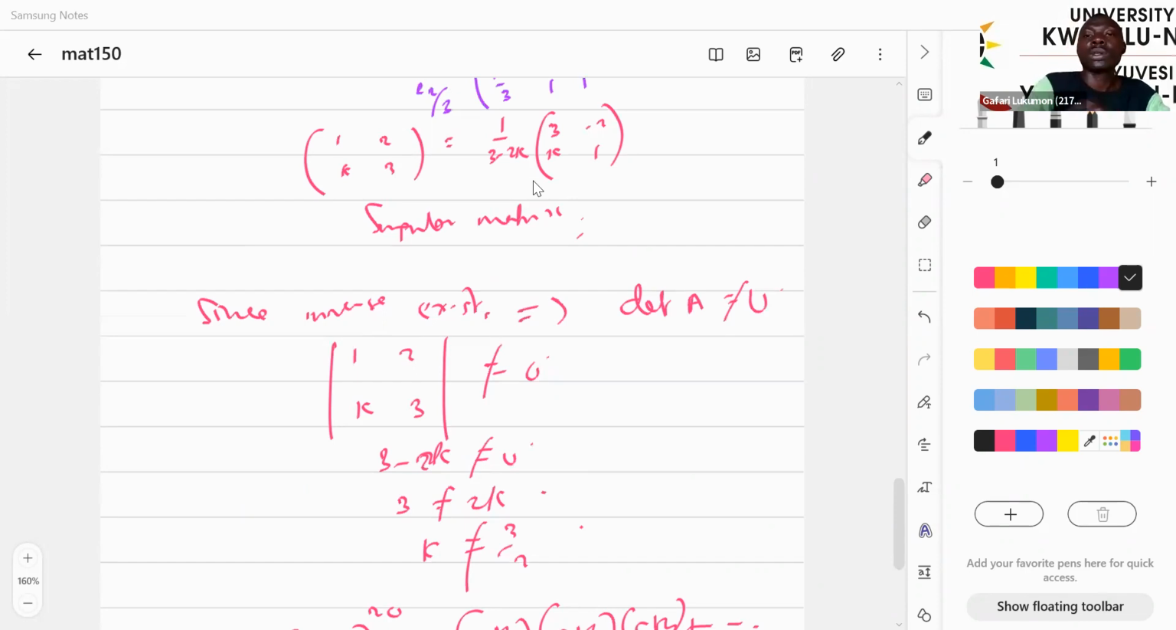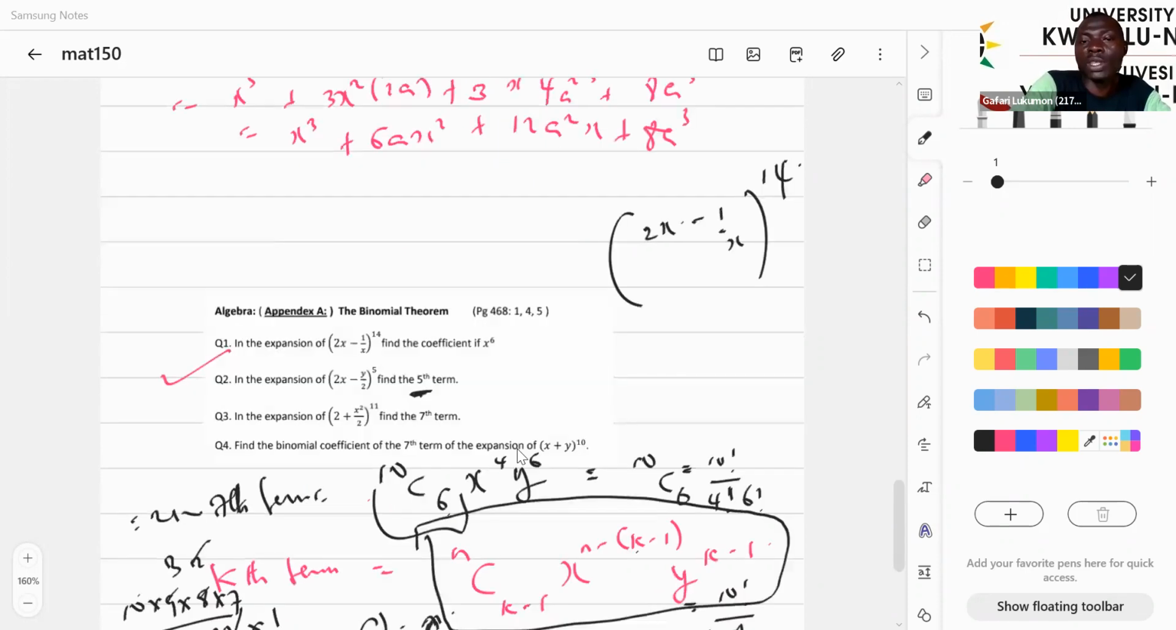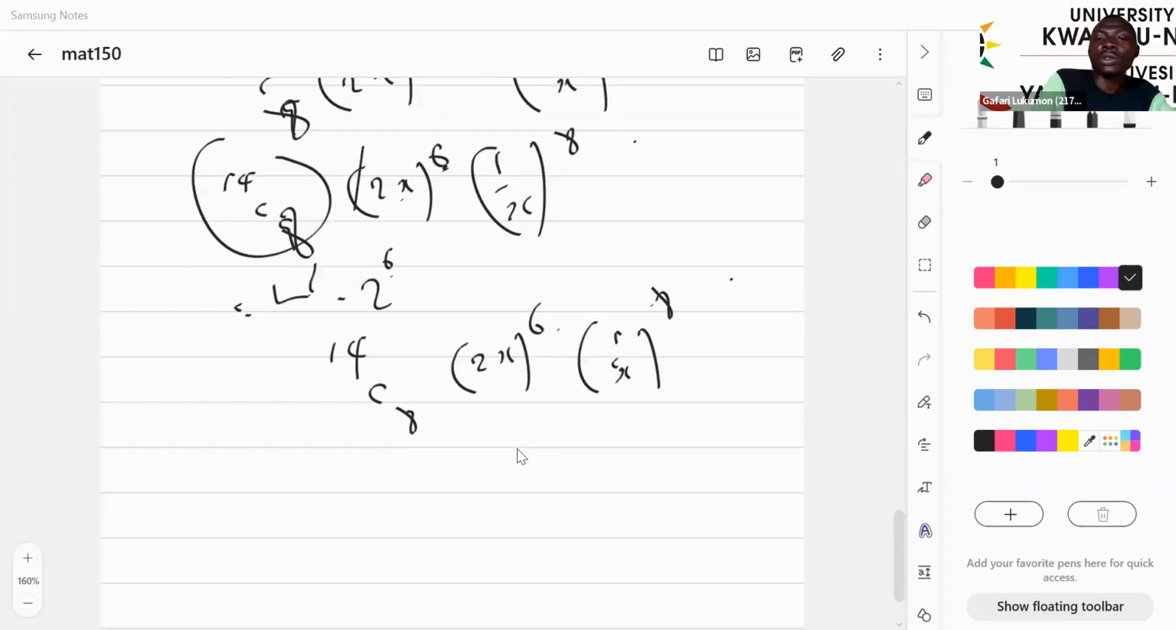For this one, the coefficient will now be what you obtain here. This one will give me 2 raised power what? That is 32. I hope you understand now. So that is 32. Yeah, 64, sorry, but you have to be careful.